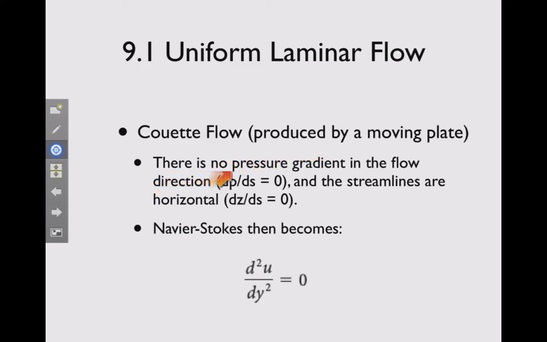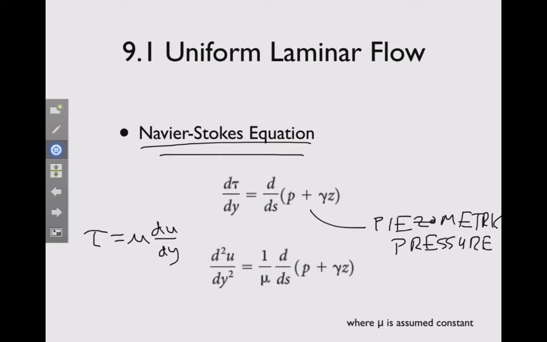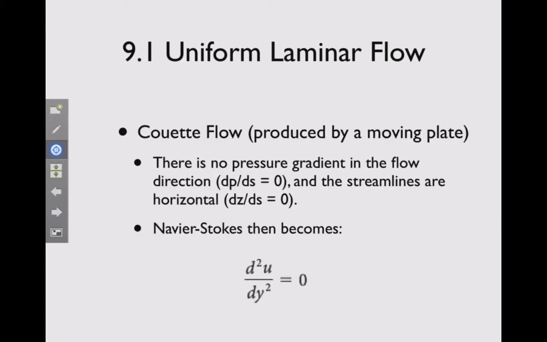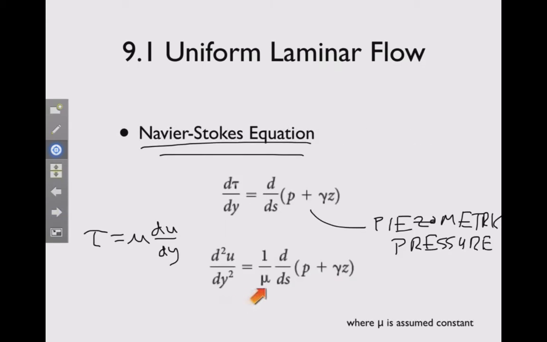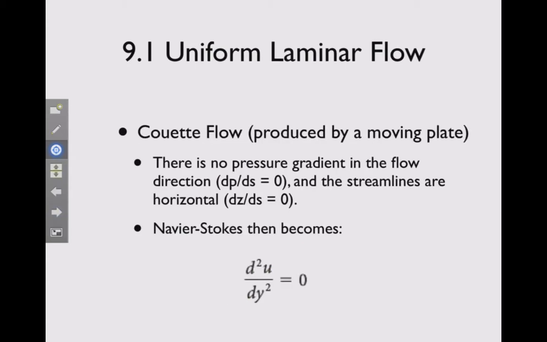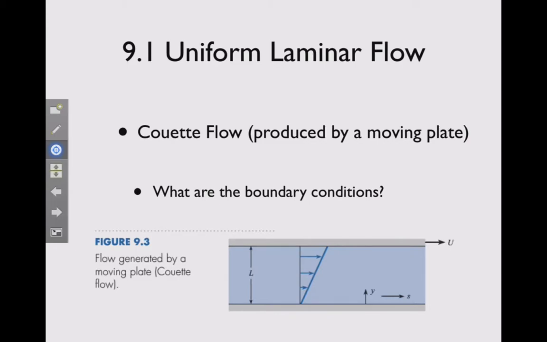In this case, we're looking at horizontal flow, so there's no pressure gradient, and the streamlines are horizontal, so there's no change in ds, dz. So basically, this term right here goes to 0, and this term goes to 0, and we're left with the second derivative of velocity with respect to y equals 0 for this particular situation. Now, what are the boundary conditions?